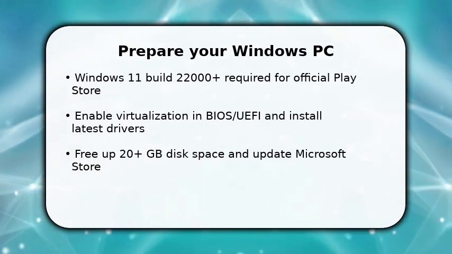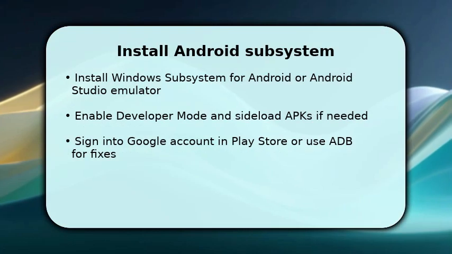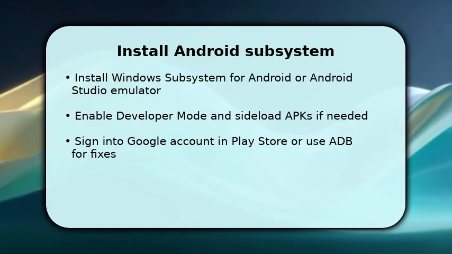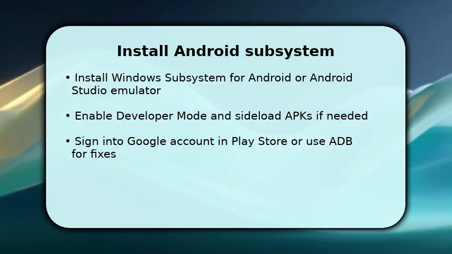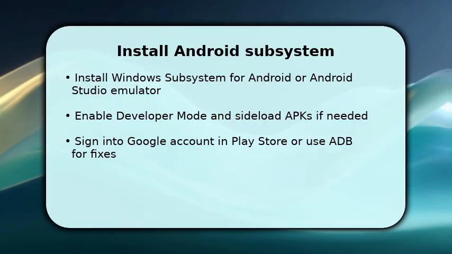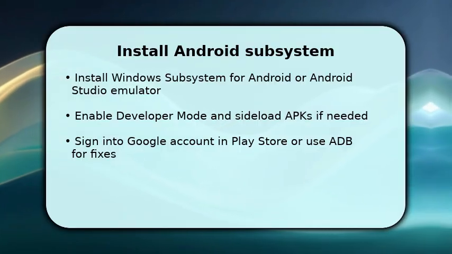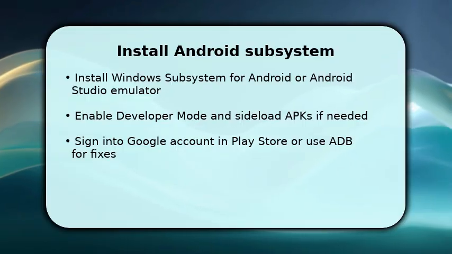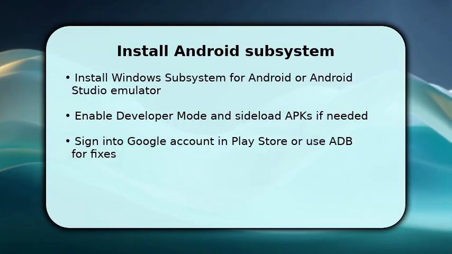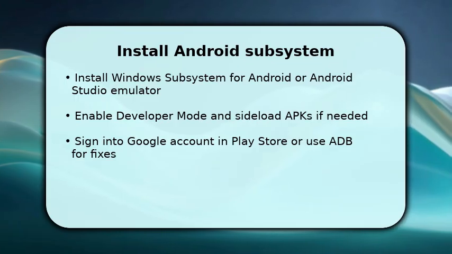You now install the Windows subsystem for Android or set up an emulator like Android Studio if you prefer more control. This creates the Android runtime for Play Store. After installation, enable developer mode inside the subsystem so you can use ADB and adjust settings. This is how you troubleshoot installs.